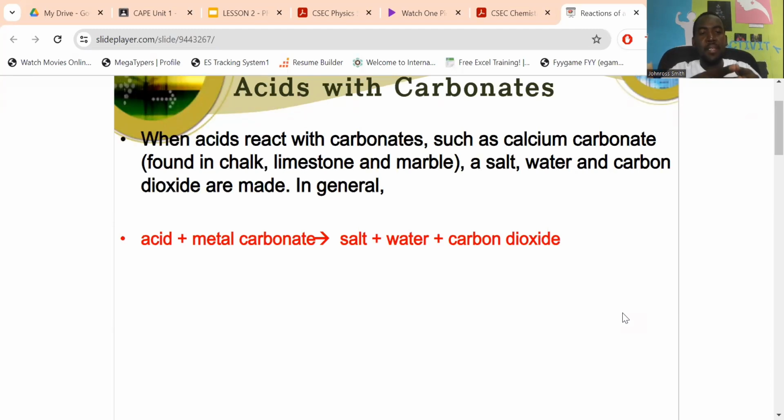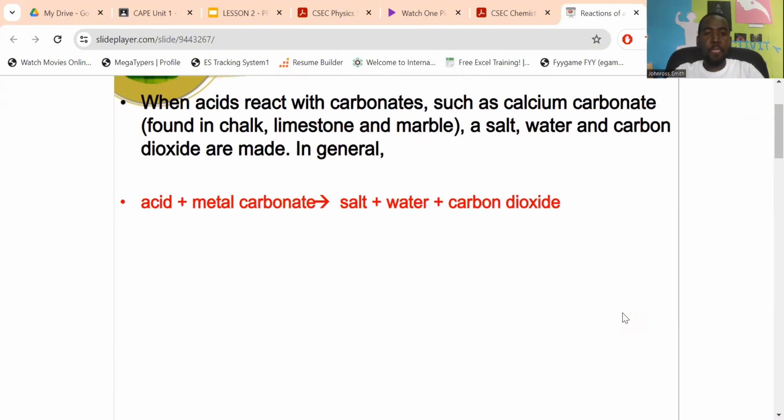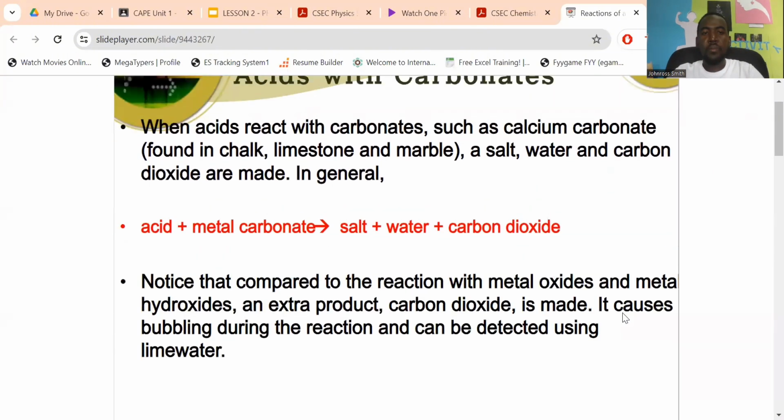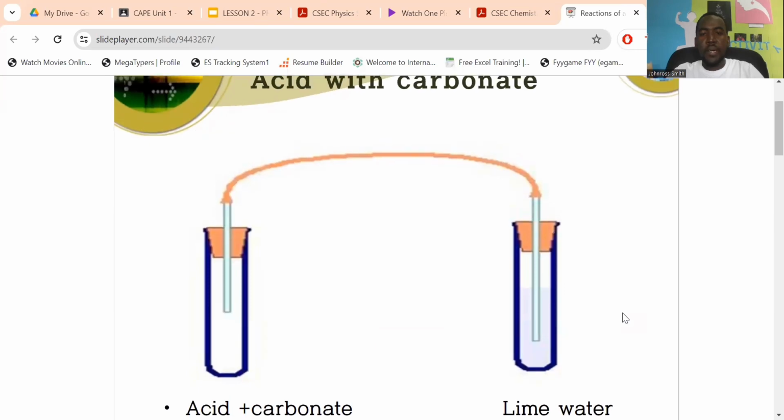So what happens is that the metal will displace the hydrogen from the acid to create the salt, and then the hydrogen from the acid will combine with the carbonate to create the water and also leave carbon dioxide. All right. Now, in order to know if carbon dioxide is present, we will test it with lime water, and lime water will turn into a white precipitate, or a white cloudy appearance, to show that there's carbon dioxide present.